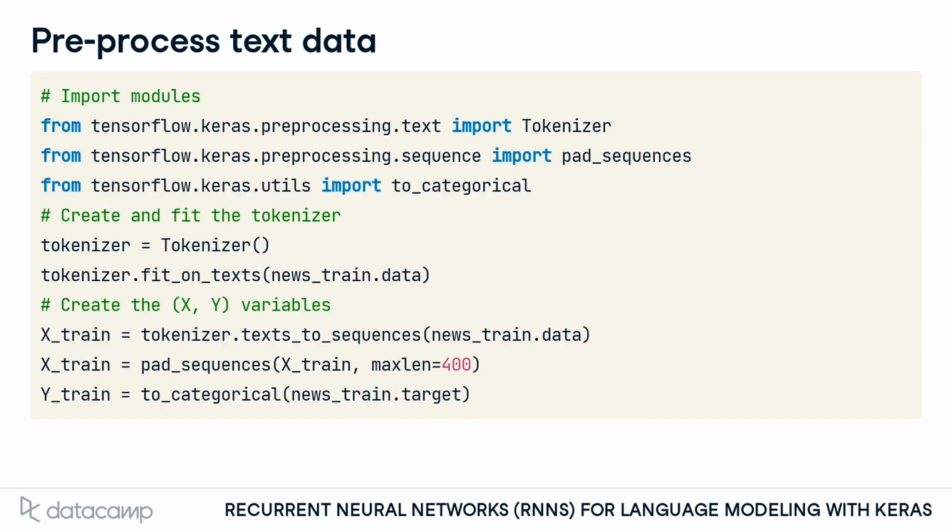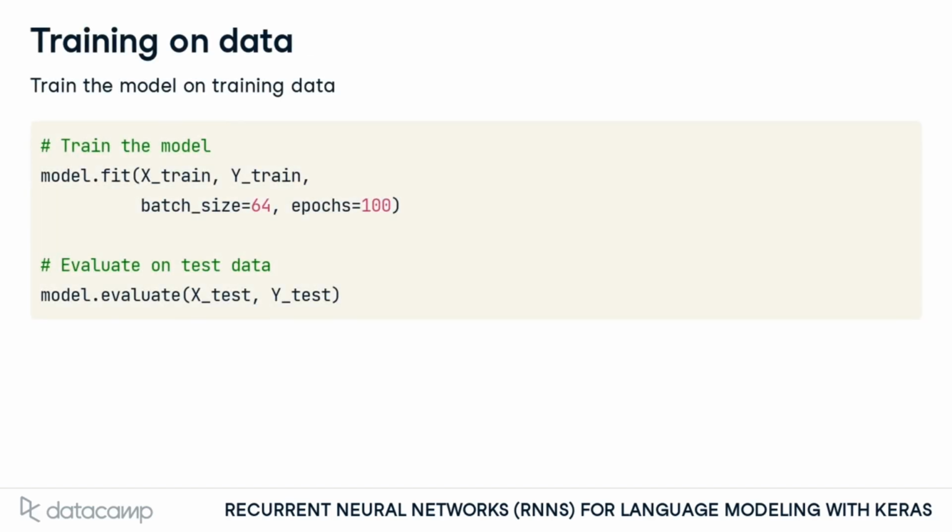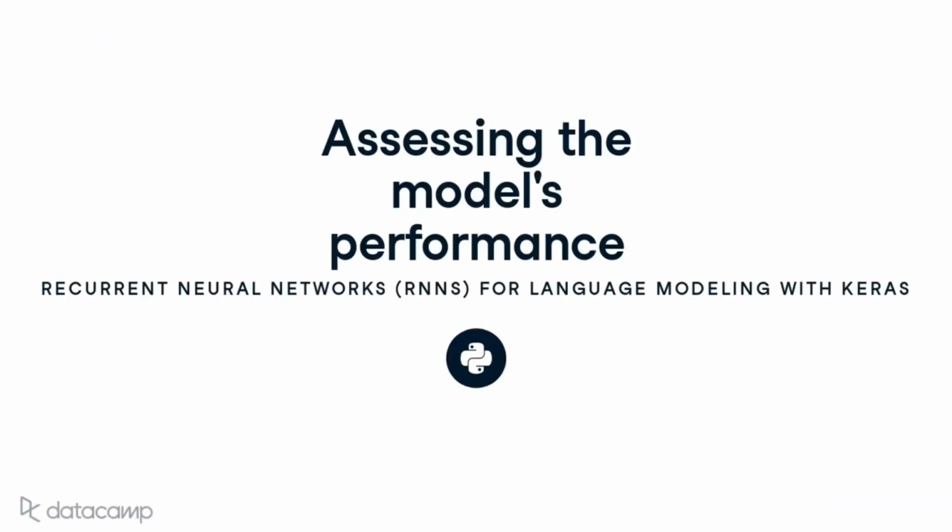Finally, we change the targets into a one-hot encoded matrix using the to_categorical function, passing news_train.target. Having pre-processed the data, we can use it in the Keras model to train it. We can also evaluate the performance of the model on a test set. You learned how to build multi-class classification models in Keras. Now we will see how to calculate the model's performance.